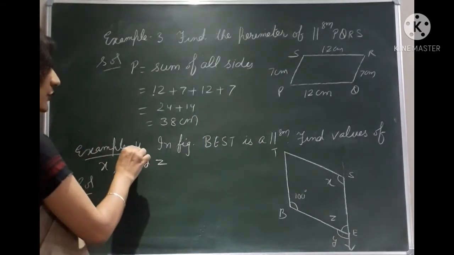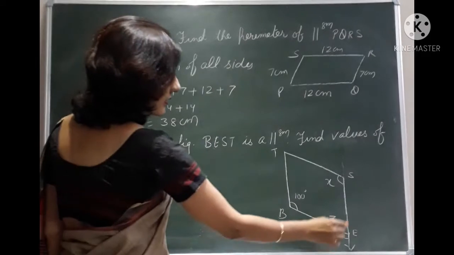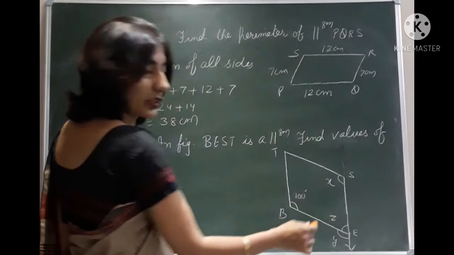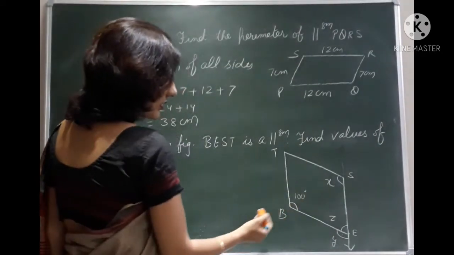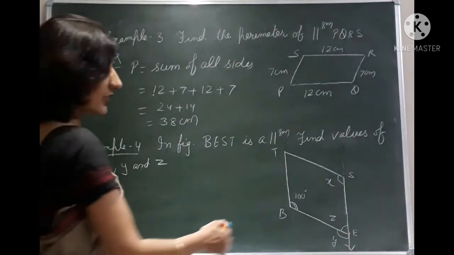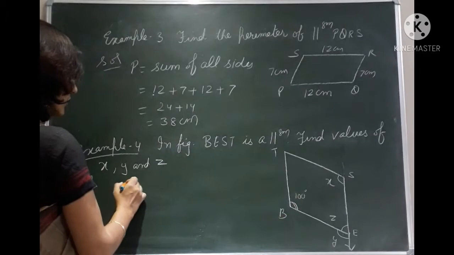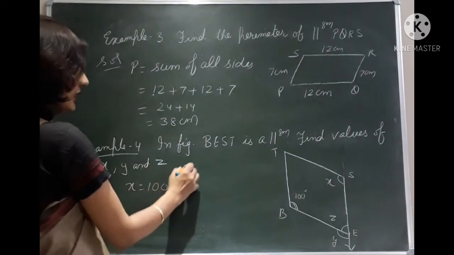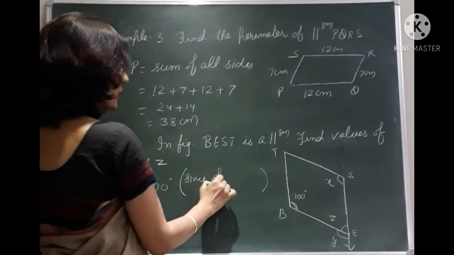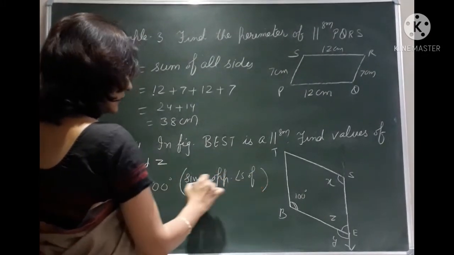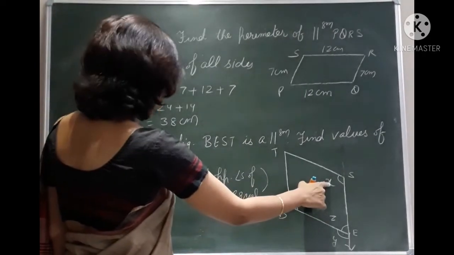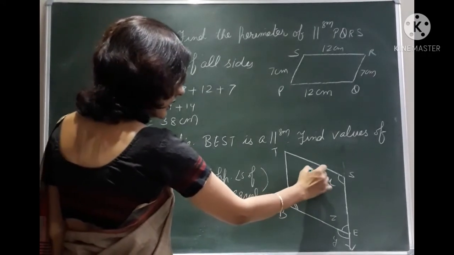Moving to example number 4. In the figure, BEST is a parallelogram. Find the value of x, y and z. You can see this question in the book example. X, y and z are marked. See, one angle is given, angle B as 100 degrees. In a parallelogram, opposite angles are equal. So this x will also be 100 degrees. So you will write x equals 100 degrees. Then you have to give the reason in the bracket why it is 100 degrees: since opposite angles of a parallelogram are equal. So you get the value of x as 100 degrees.